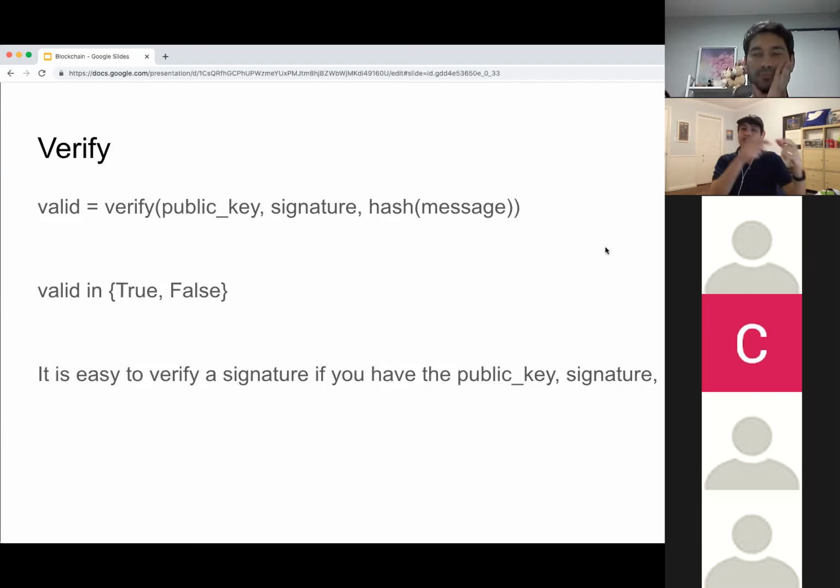If you move a signature from one document to another document, it's now going to fail because the hash of that document is going to have changed. The signature is going to be invalid, and validate is going to say false. This person actually never agreed to that contract.